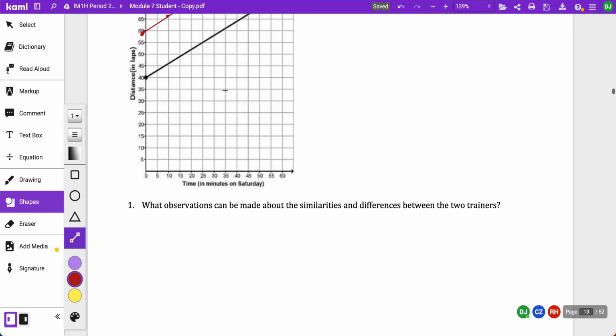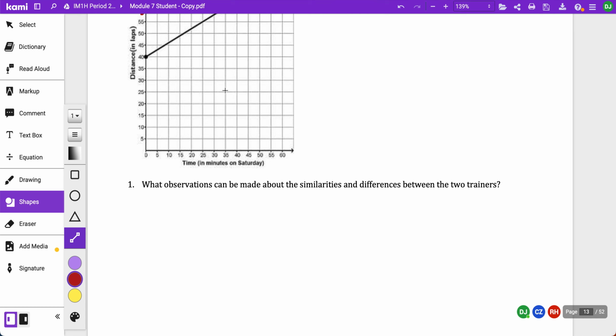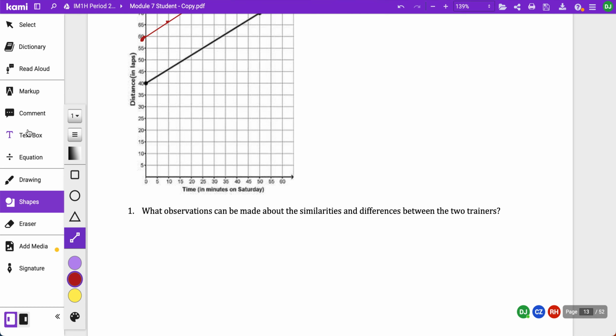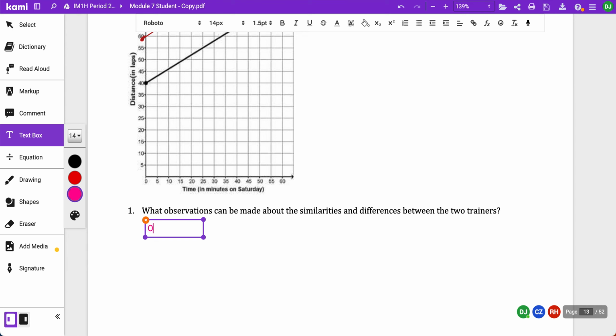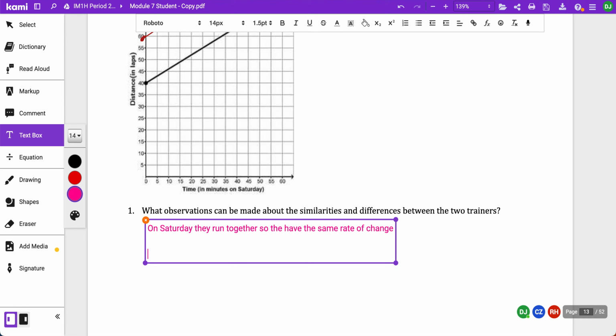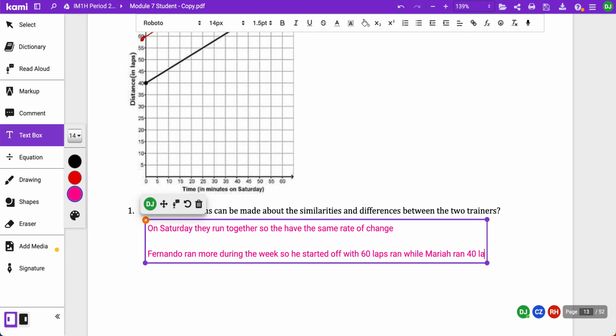What observations can be made about the similarities and differences between the two trainers? Let's talk about the similarities. On Saturday, they run together, so they have the same rate of change. The big difference is that Fernando ran more during the week, so he started off with 60 laps, while Mariah ran 40 laps during the week.